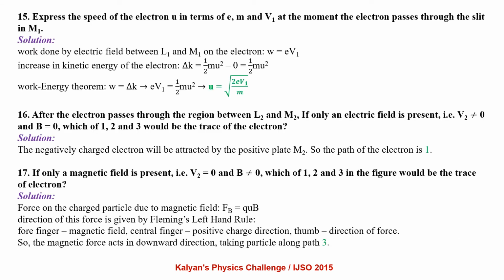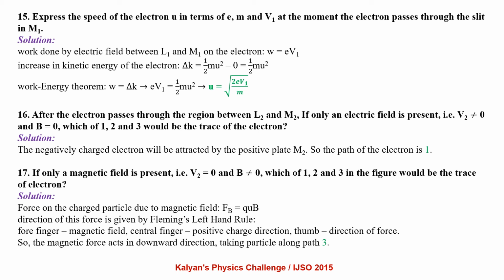Express the speed of the electron u in terms of e, m and V1 at the moment the electron passes through the slit in M1. Work done by the electric field between L1 and M1 on the electron, W equal to eV1. Increase in kinetic energy of the electron, delta K equal to half mu squared minus 0, that is half mu squared. Applying the work energy theorem, W equal to delta K, eV1 equal to half mu squared, which gives us u equal to root of 2eV1 by m.